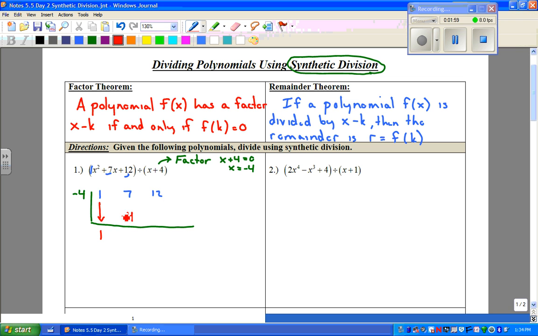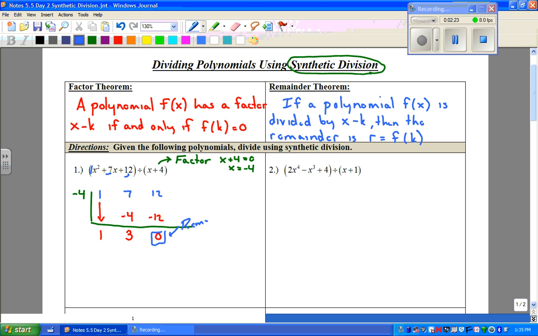Now, in this column, you have 7 minus 4, which gives you 3. Then you multiply your x value, negative 4, by this 3 right here. You're going to end up with negative 12, and then you end up with a 0 here. Now this last part is known as your remainder.